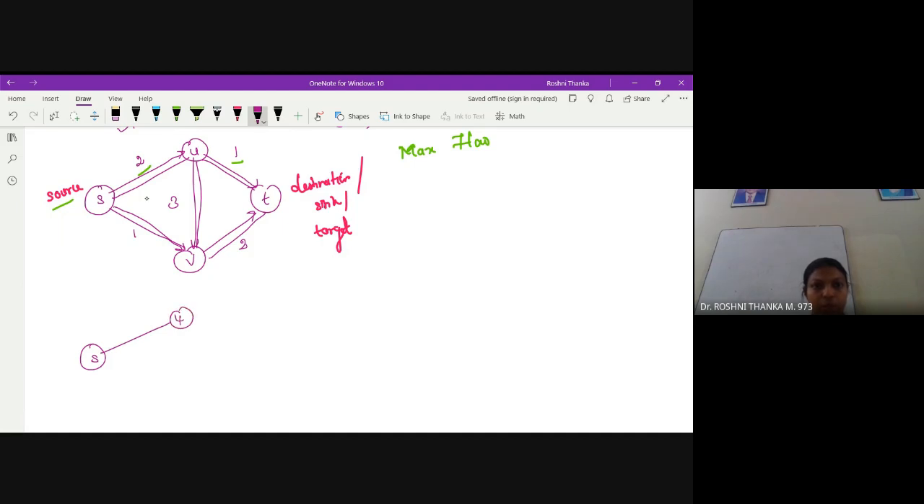So this is U, and from U we are going to T, with the capacity of 1. This is of the capacity 2, and here we have a flow 1, and here we have a flow with the capacity of 2.